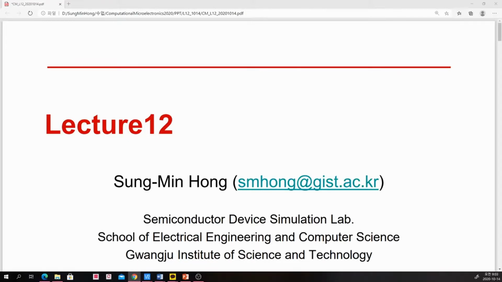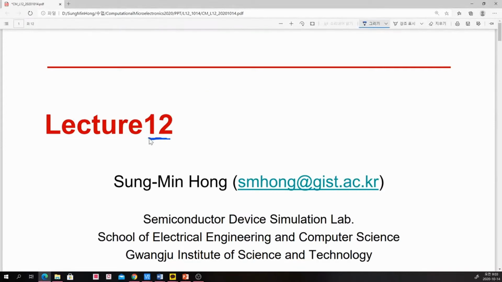Okay, this is lecture 12, and we are currently working with a two-dimensional electron gas system. So we originally have a three-dimensional bulk material.